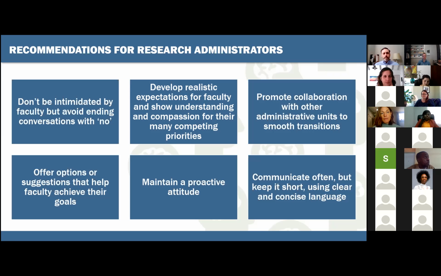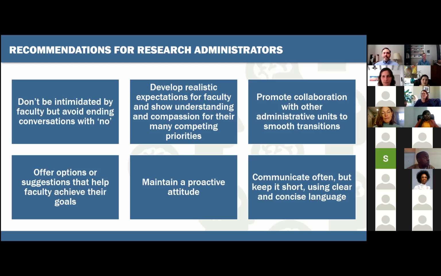As much as possible, we try and maintain a proactive attitude. Every day is different, and we all have bad days, but trying to be proactive in solving the problems can be very helpful for the faculty. And this last point speaks to having those realistic expectations. When you do need to communicate, keep it short and keep it clear so that they get the main point that you're trying to make. You want them to take away from your email or your text or whatever the main point that you're trying to get across to them. So you want to keep that communication clear and concise wherever possible.